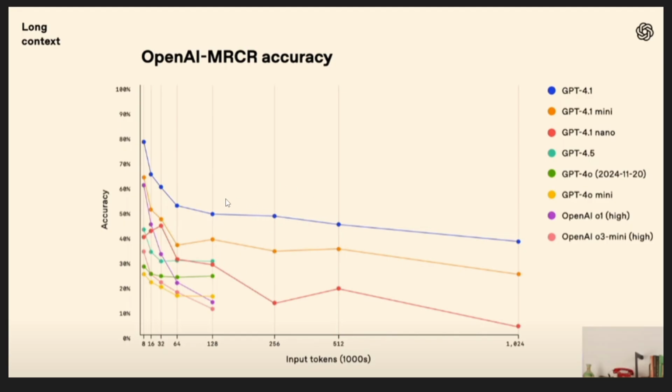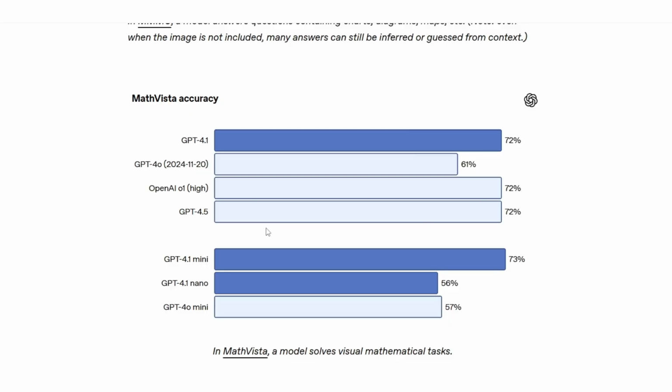So this is the graph that compares accuracy as well as the input token context length. As you can see here, all the previous OpenAI models have 128,000 context length, and only these three models have 1 million tokens as context length. And even in mathematical tasks, GPT 4.1 scores as high as GPT 4.5 as well as OpenAI's O1 high model.